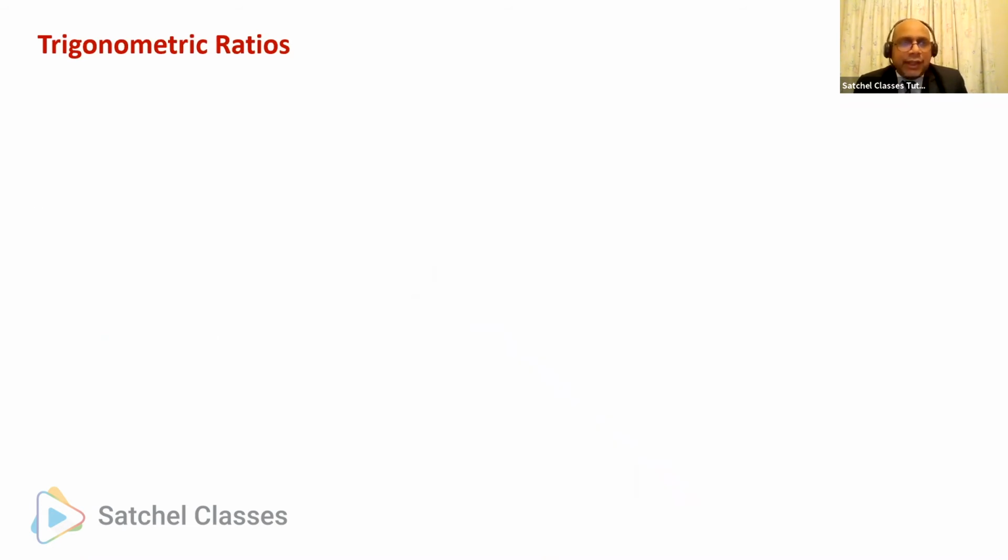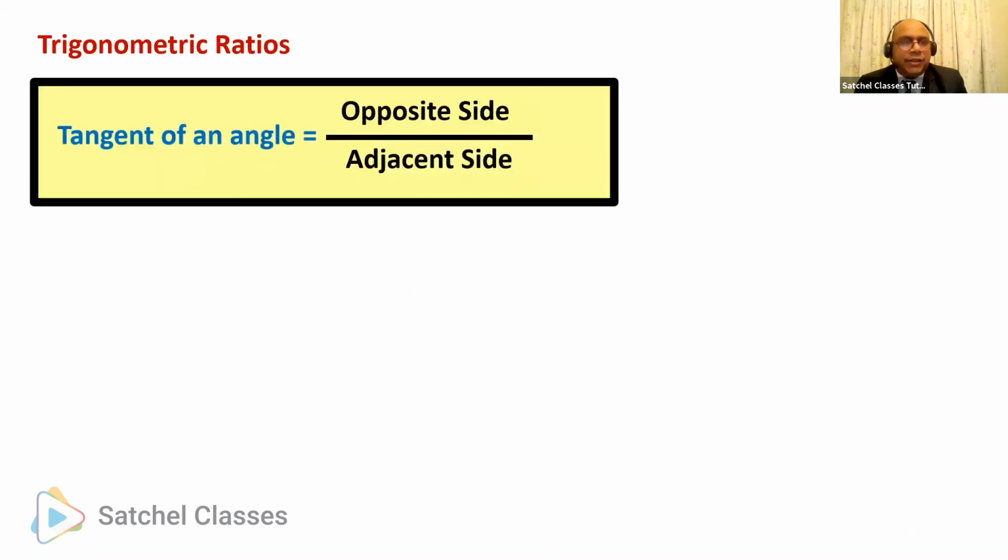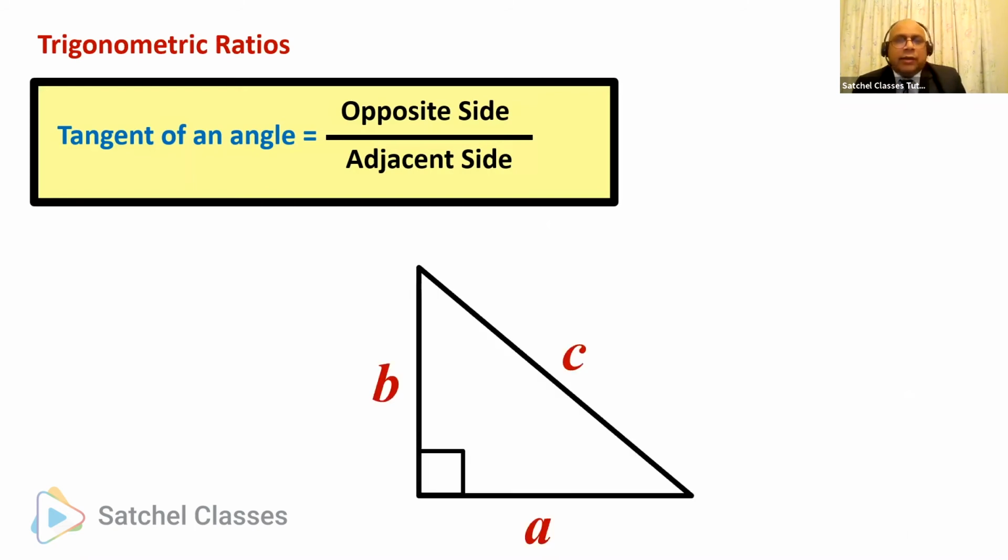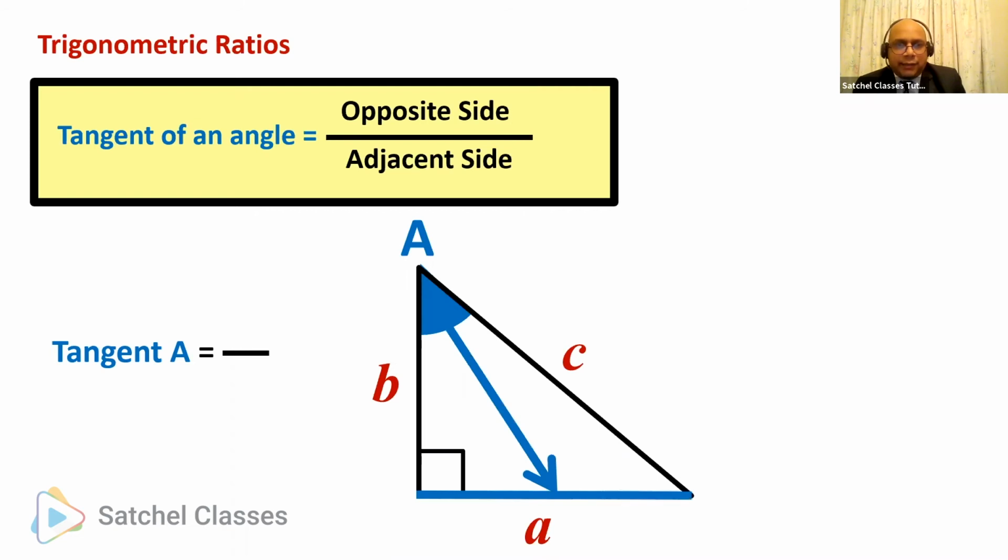Let's come to the third and the last trigonometric ratio, and that is tangent of an angle. Tangent of an angle is defined as the ratio or the fraction opposite side over the adjacent side. Well, let's come back to the same triangle. With respect to angle A, what is tangent of angle A? The definition says it's the opposite side to A, which is small letter a, divided by the adjacent side of A, which is small letter b. Correct? So tangent of A is given by small a over small b.